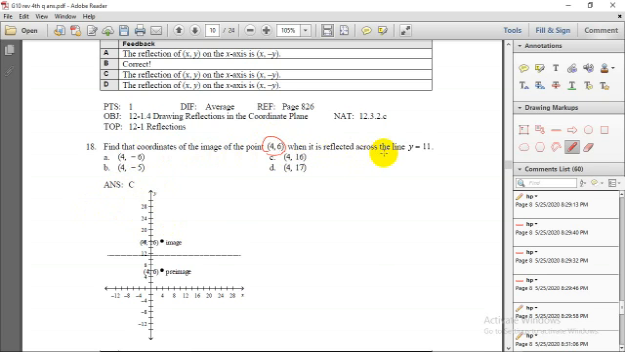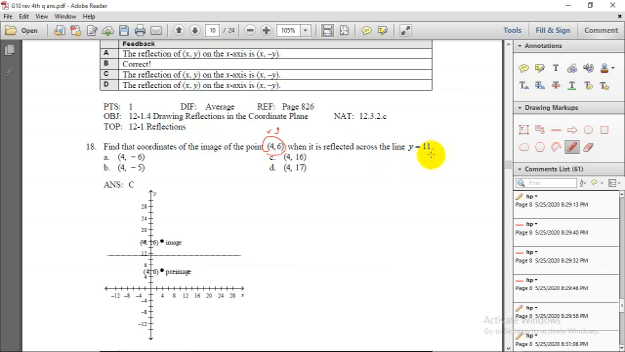When it's reflected across, look here, it's not across the x-axis or the y-axis. It's across the line y equals 11. What does this mean? Take care here. We said that in this ordered pair, this is x and this is y. So my y equals 6. Very good.